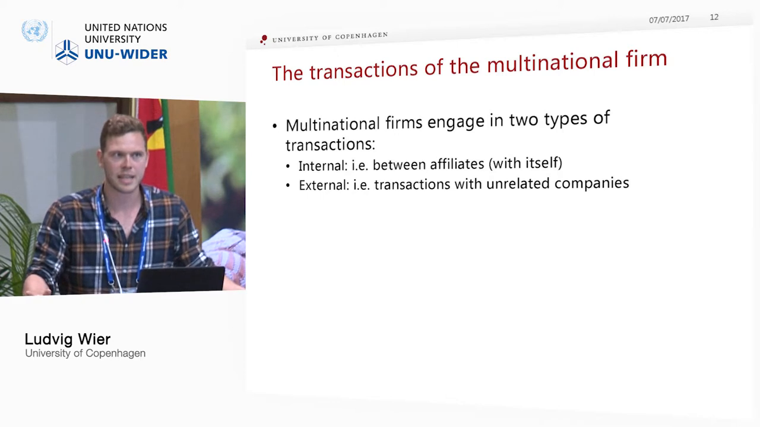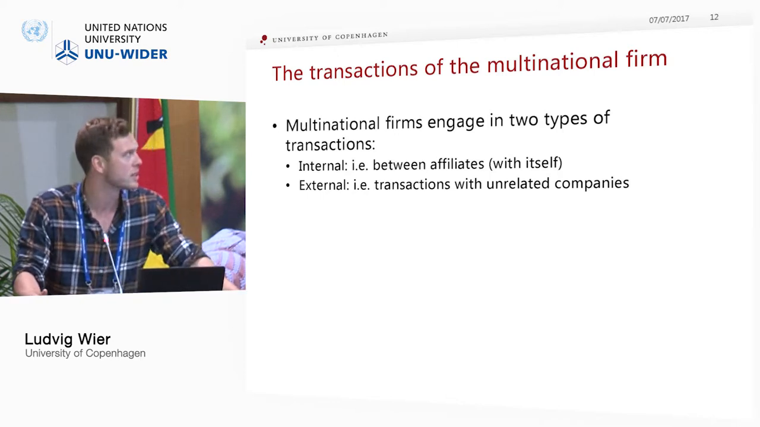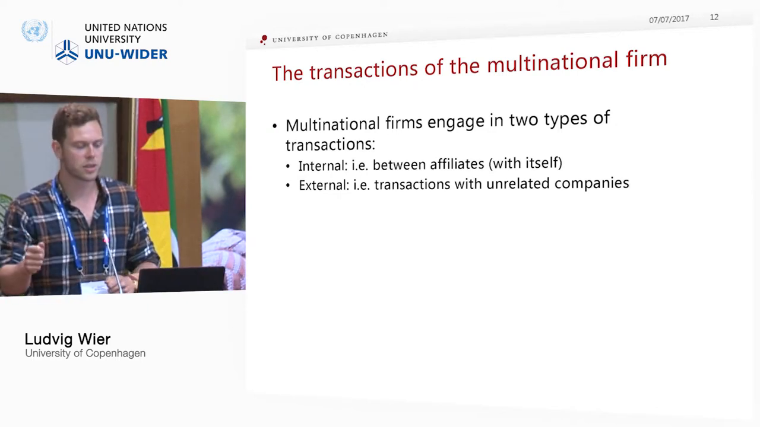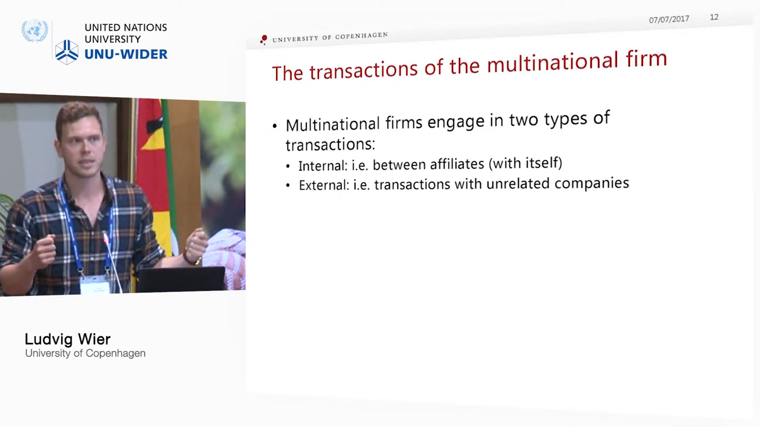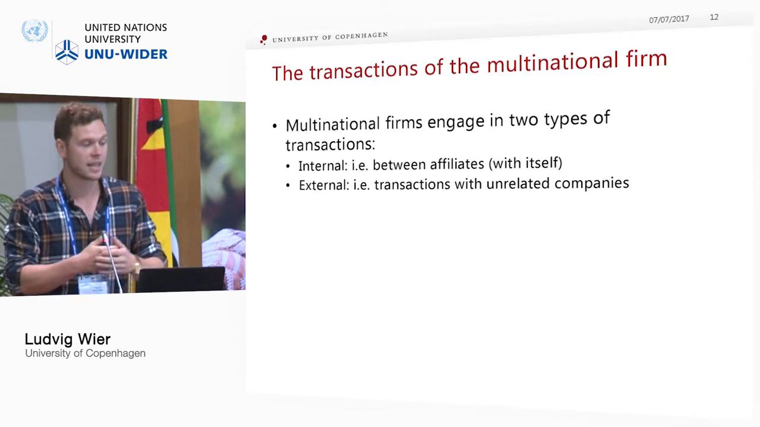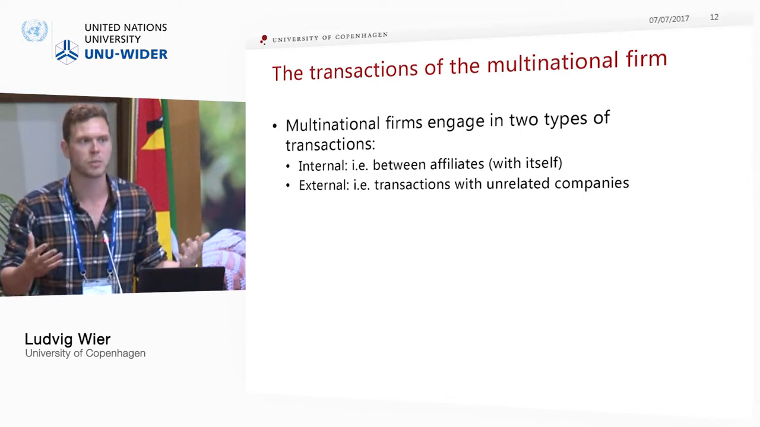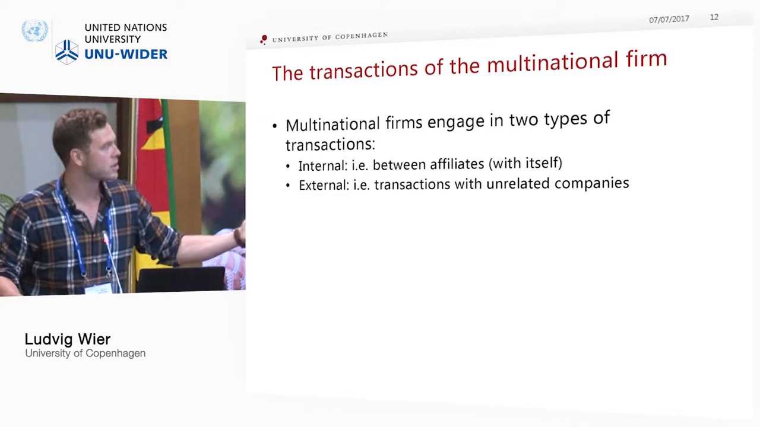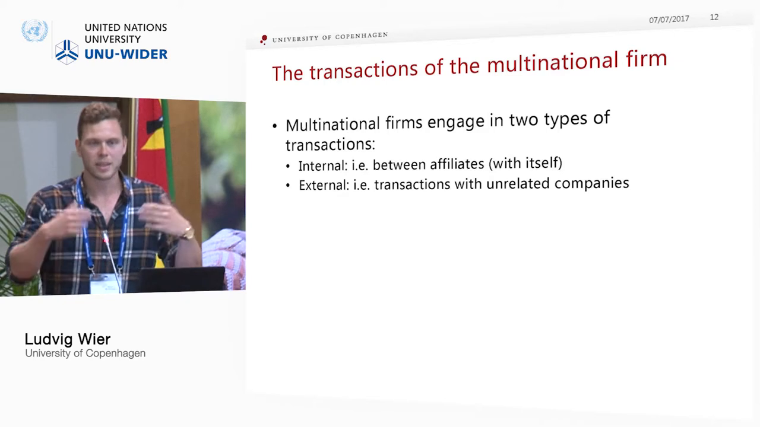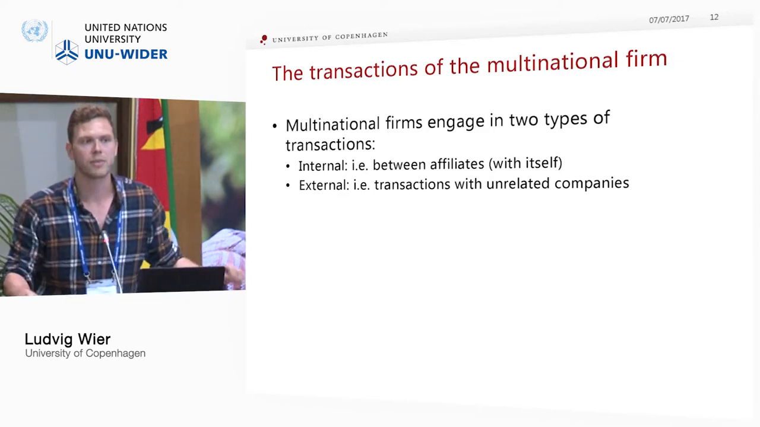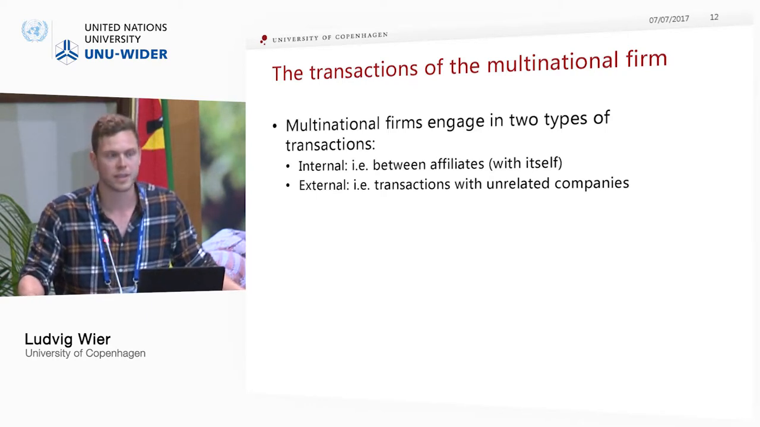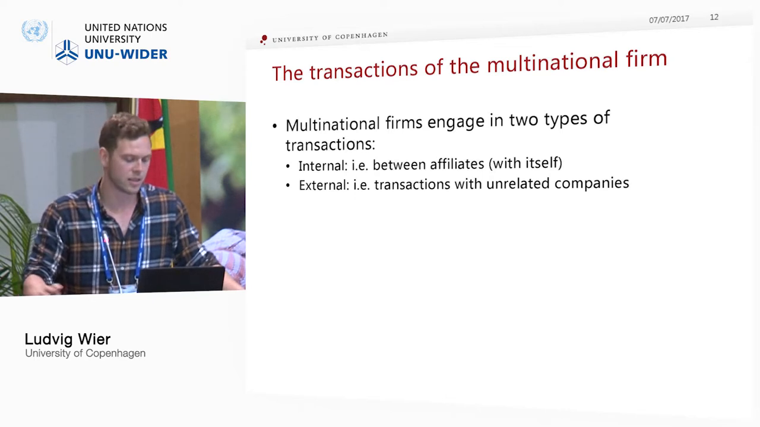And to understand transfer mispricing, you first have to understand that, of course, any multinational firm will engage in both internal and external transactions. So the internal transactions, that's the multinational trading with itself. That's why they exist to begin with. And the external transactions, that's when the multinational, for example, sells the final product to a consumer, but it's also buying all inputs that it's not itself constructing, etc., etc.